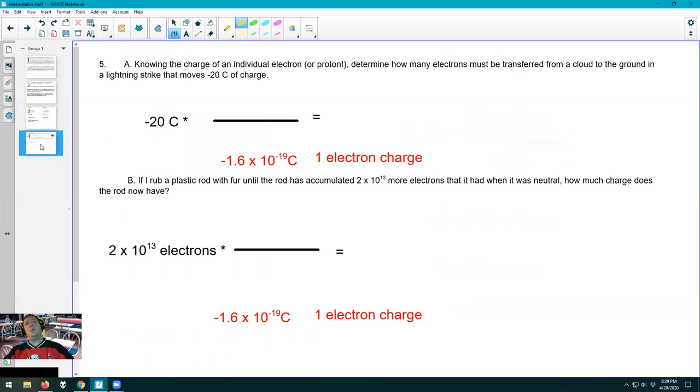Last thing I want to get into, thinking about some of the work that you had, calculating numbers. If I have negative 20 Coulombs worth of charges being transferred in a lightning strike, and it's negative because it's electrons doing the moving, then how do I do a calculation to figure out how many electrons that is?